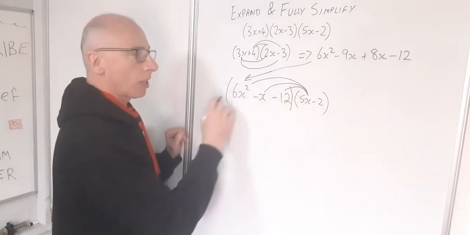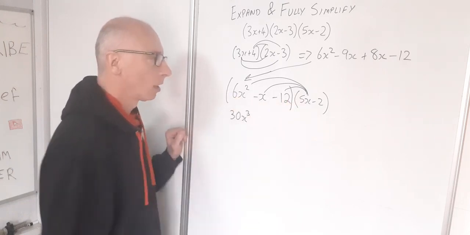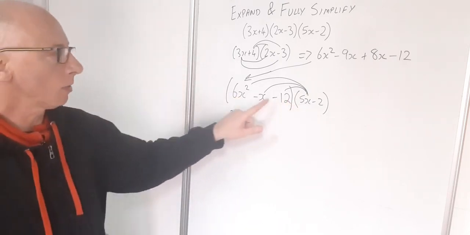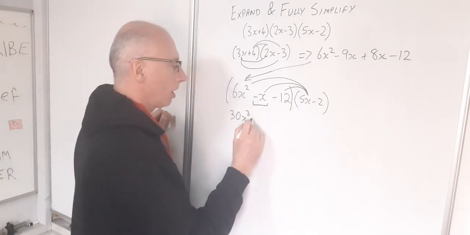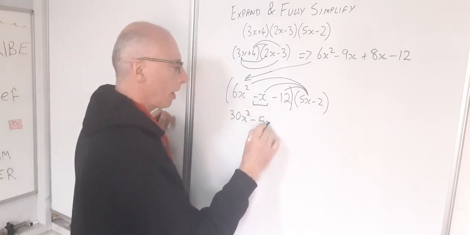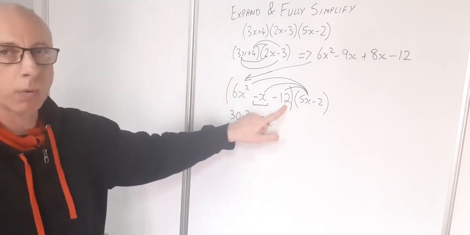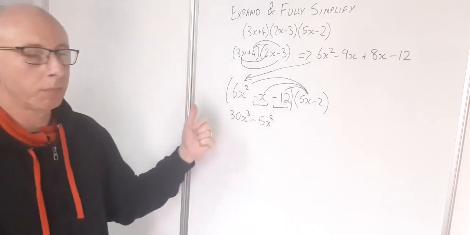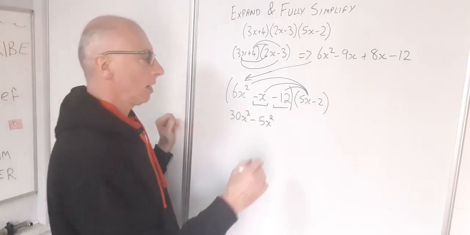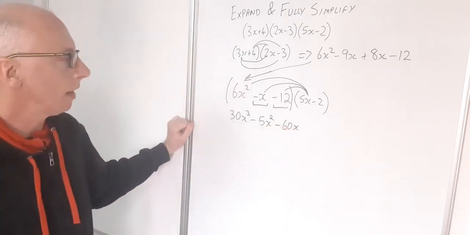So 5x with 6x squared, that gives me 30x cubed. Now here, 5x with this x, but don't forget the minus, so let's include all of that. So that gives me minus 5x squared. And then distribute that with this one, again with a minus sign. 5x and minus 12 multiplied together, minus 60x. Okay, so that takes care of that.